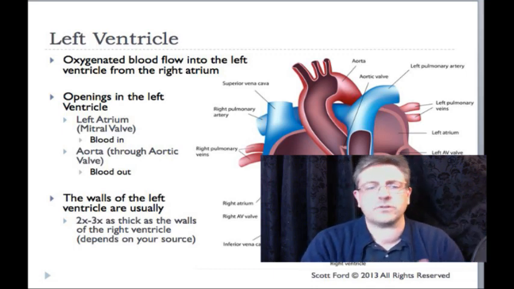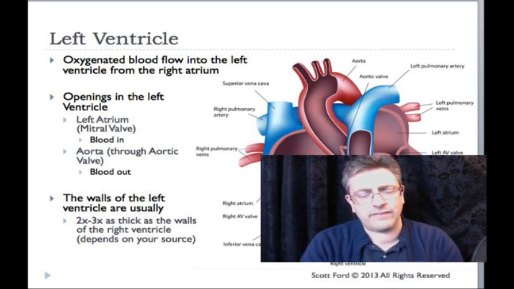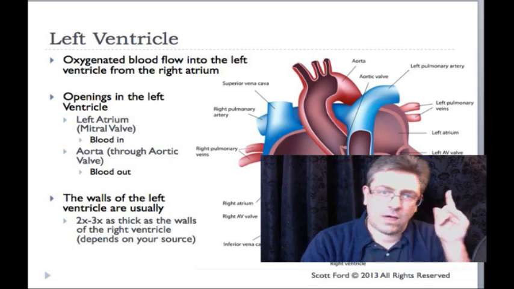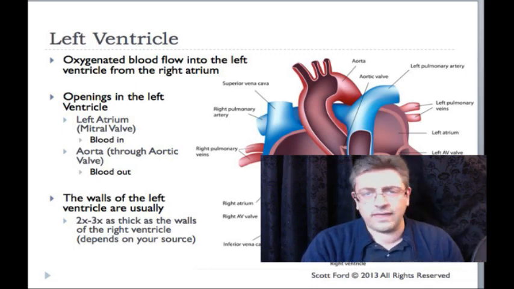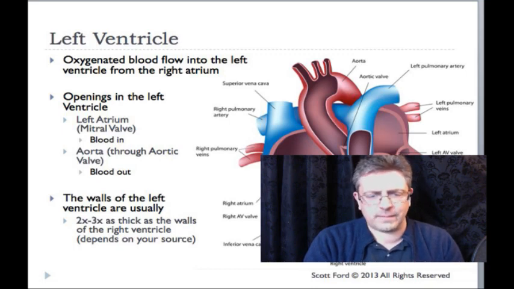Openings into the left ventricle include the left atrium through, again, a valve we'll talk about later called the mitral valve, and it goes out through the aorta, through the aortic valve, which we'll talk about again in a few minutes when we're talking about valves.